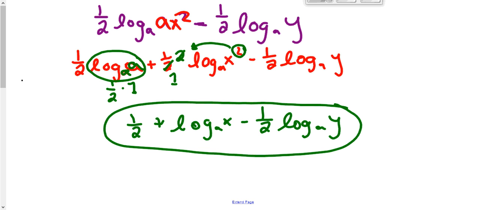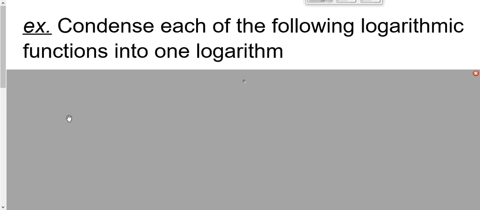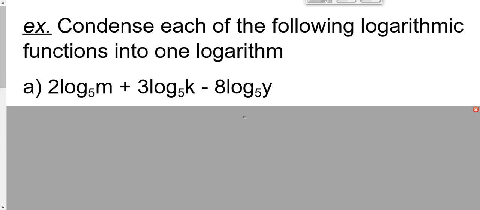The last thing that we're going to do is we are going to condense. Basically, just work these rules backwards. So condense each of the following logarithmic functions into one logarithm. So we're starting with them all separated and we're working backwards.